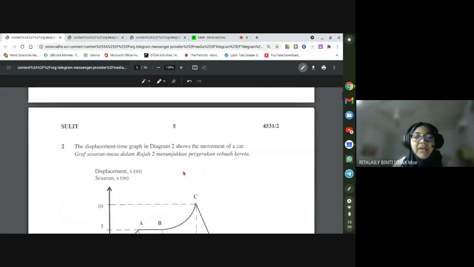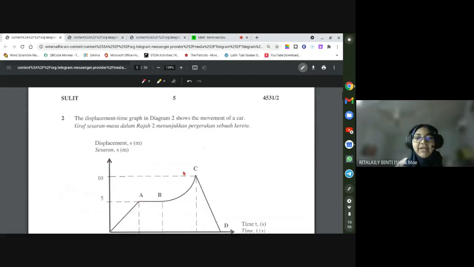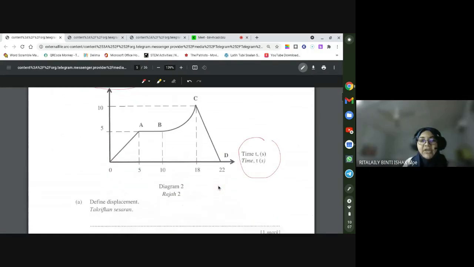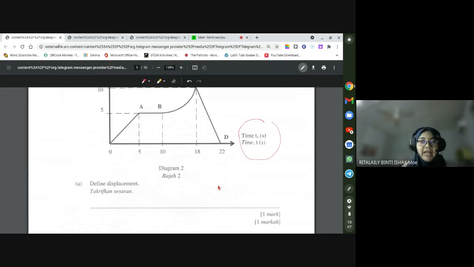Okay, so this is when you get a question like this yang berkaitan dengan motion. Okay, firstly, you must check the axis. Ini sangat penting sebab ia merupakan penentu apakah description of the motion. Okay, so dekat sini dia adalah displacement against time graph. So maksudnya Y menunjukkan displacement and X menunjukkan time. Okay, so definition kena ingat, kena hafal definition untuk semua physical quantity.